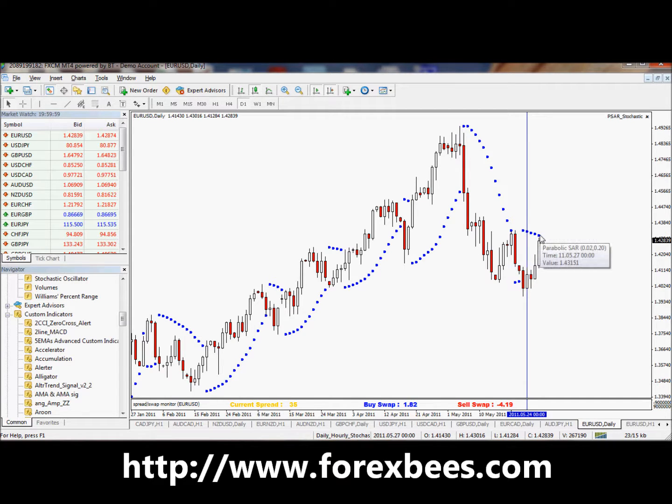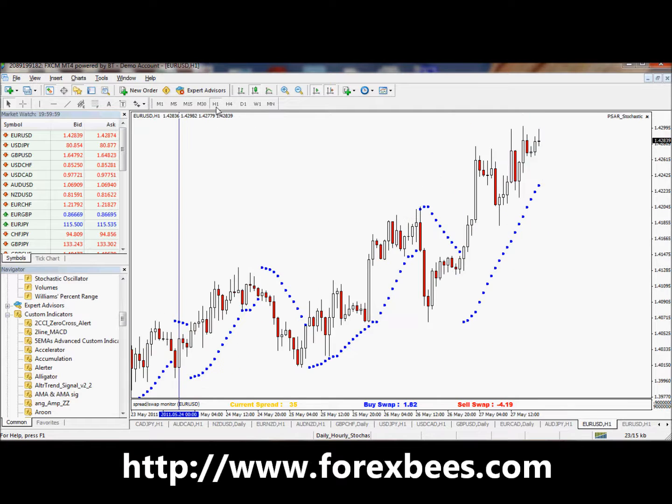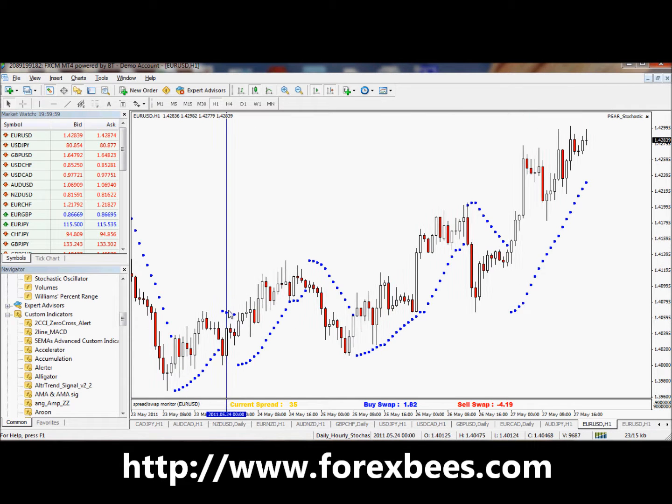But how to enter the short trades? Once you identify this, go to the hourly chart. This is where it started forming the Parabolic SAR dots above the candlesticks in the hourly chart. So we try to enter short trades in the hourly chart. How to enter the short trades? Now observe the Parabolic SAR dots in the hourly chart.